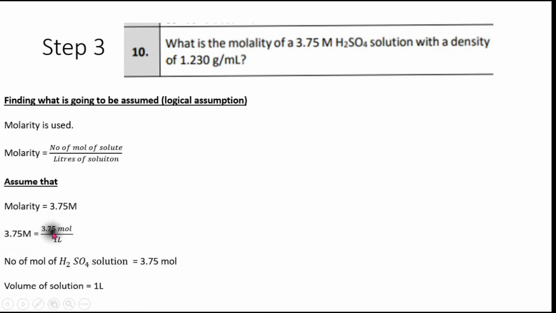3.75 m equals, then we assume that the number of mole of solute is 3.75 mole and the liters of solution is 1, because anything over 1 remains the same value. That is why we assume 1 and 3.75. So now we assume that we already get our number of mole of H2SO4, which is 3.75 mole, and our volume of solution, which is 1 liter.